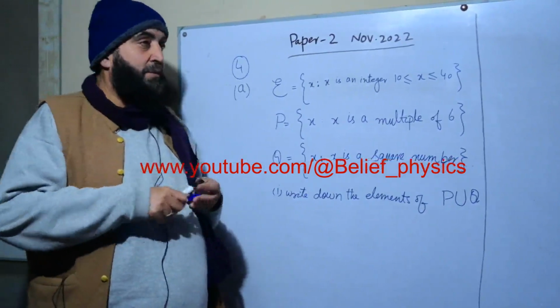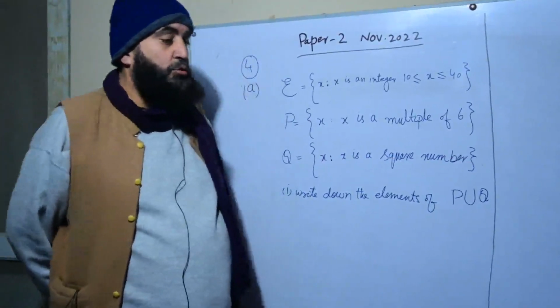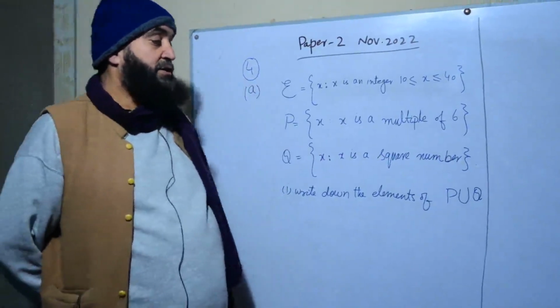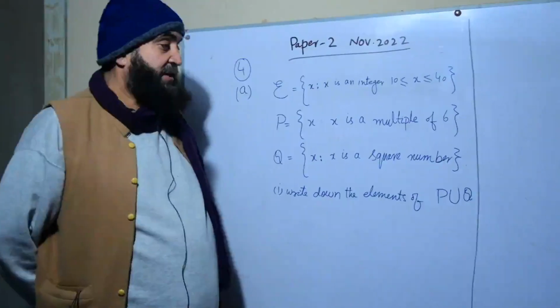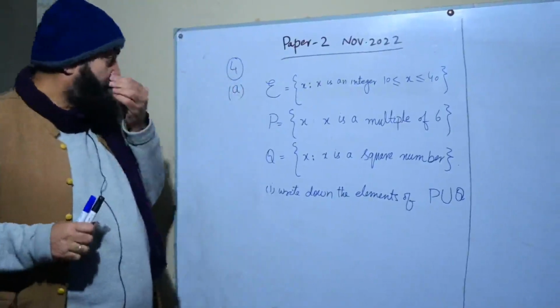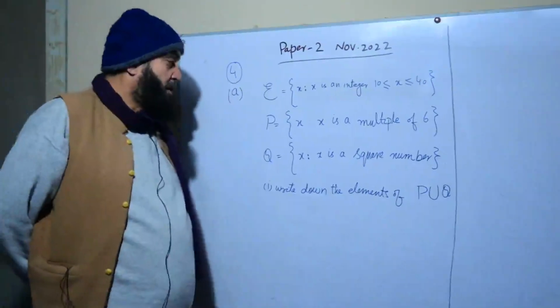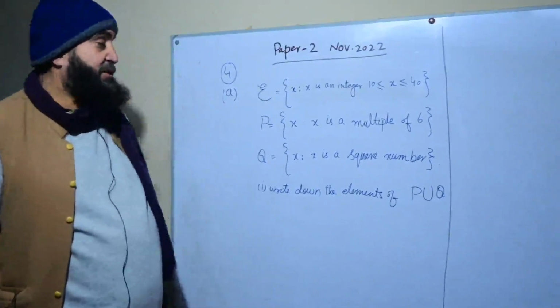Last time we were doing paper 2 of November 2022 for the GCE O-Level Mathematics syllabus D 4024. We solved a few questions. Next question, question number 4, is about set theory.